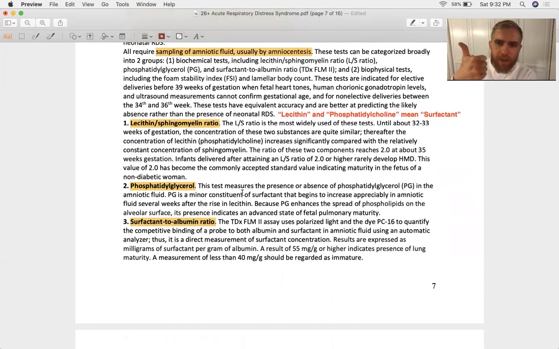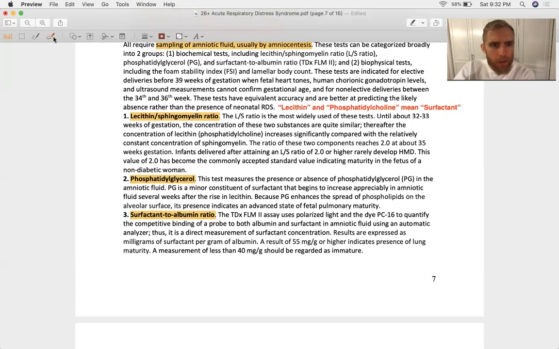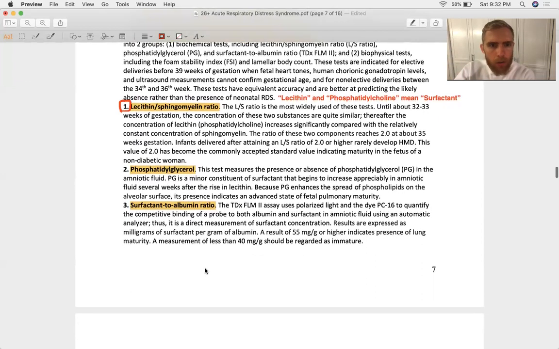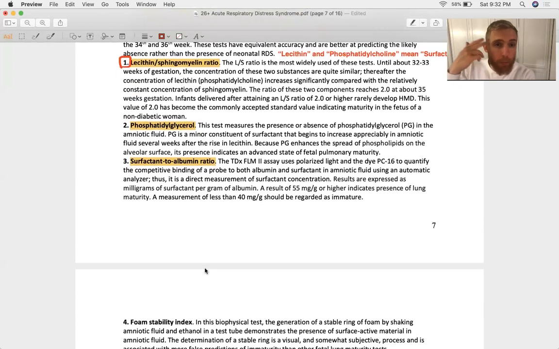Please remember that lecithin and phosphatidylcholine mean the same thing as surfactant. They're all phospholipids. And the lecithin to sphingomyelin ratio is going to be our gold standard, quote unquote, fluid draw. If there's more lecithin to sphingomyelin inside the amniotic fluid, that's good prognosis. It means baby's making surfactant somehow. If there's not a lot of lecithin and it's, say, week 34, you know baby should be making surfactant by then, right?